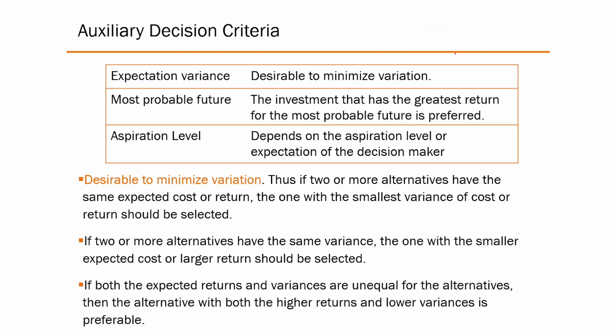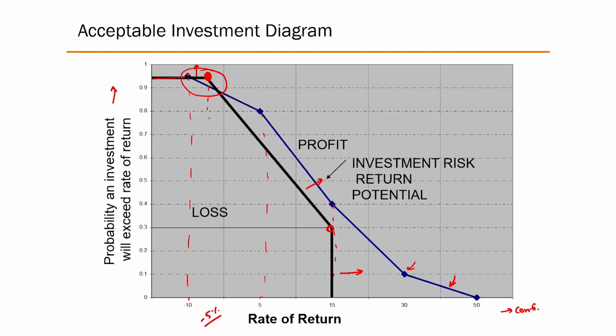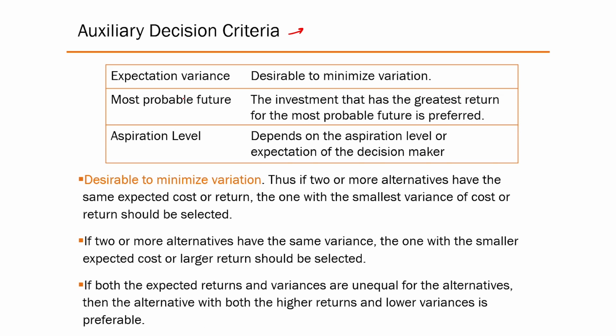But before we go, I'll also introduce these auxiliary decision criteria. As I told, sometimes you can plot all these nice graphs, which is good, but again, for certain specific issues, you might still require certain thumb rules. And that is always prevalent. And of course, the more experience you gain, the more different kinds of thumb rules you develop on your own. Some of the common ones I'm going to introduce here. There's something called expectation variance, most probable future, and an aspiration level.